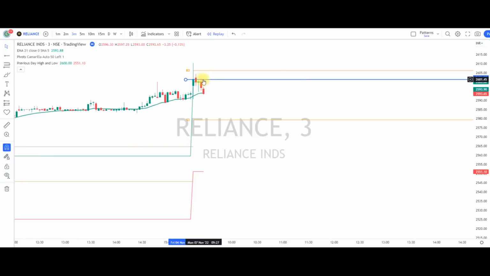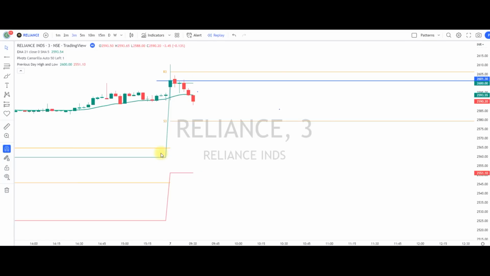Now the market is reversing from the previous day high. This green level is the previous day high. I already told you that the previous day high and R3 will act as the resistance zone, so we are getting rejection from there. We entered into the short trade below the low of this red candle, keeping the stop loss at the high of this red candle. We can see how the trade is going on.